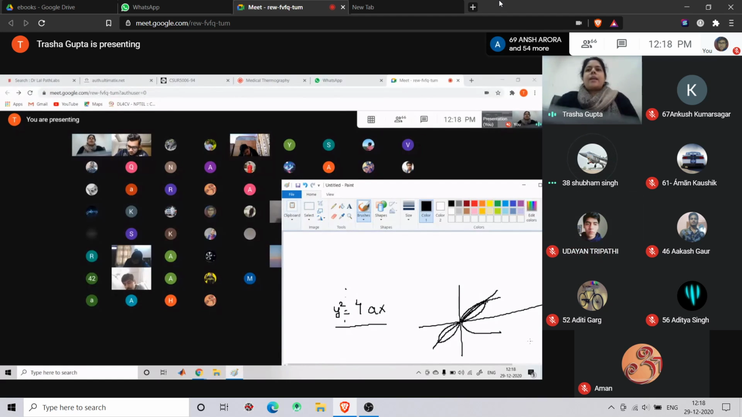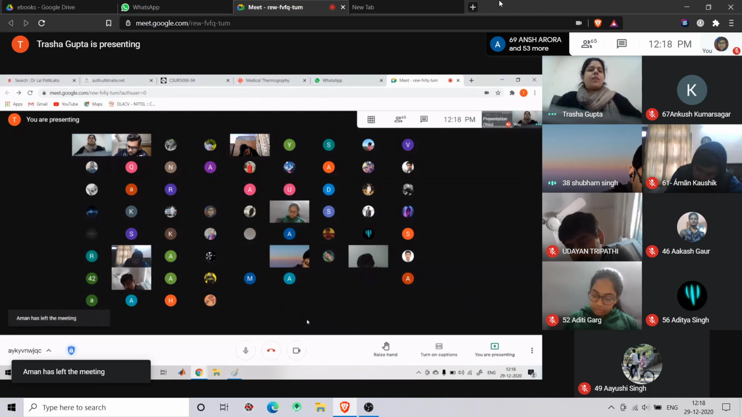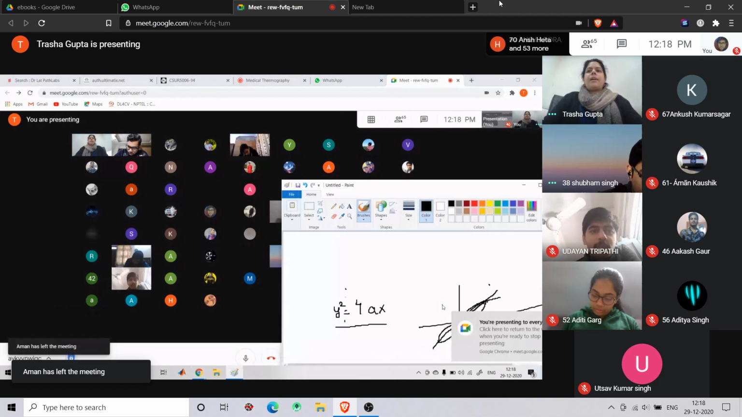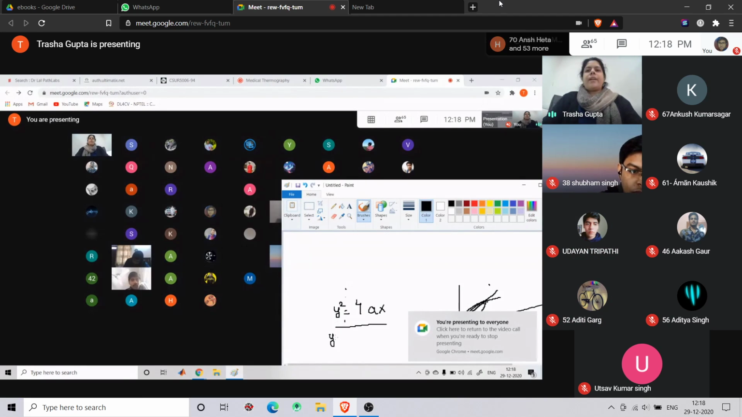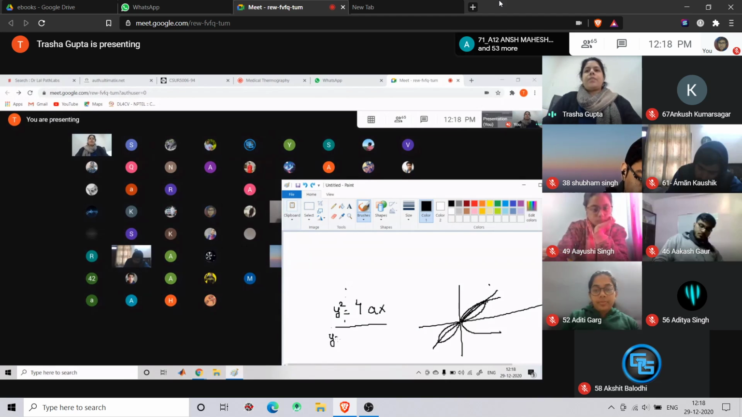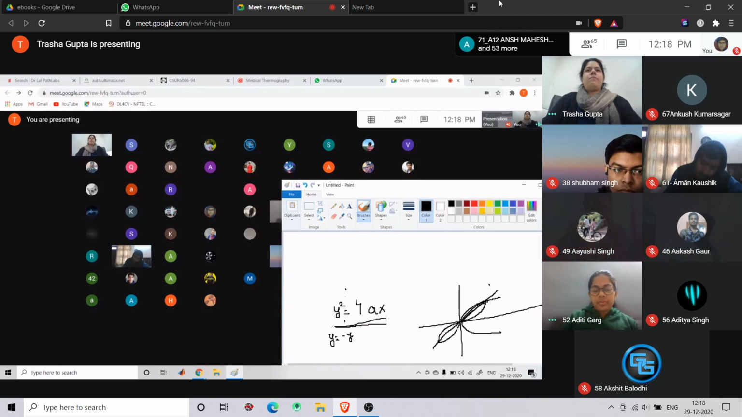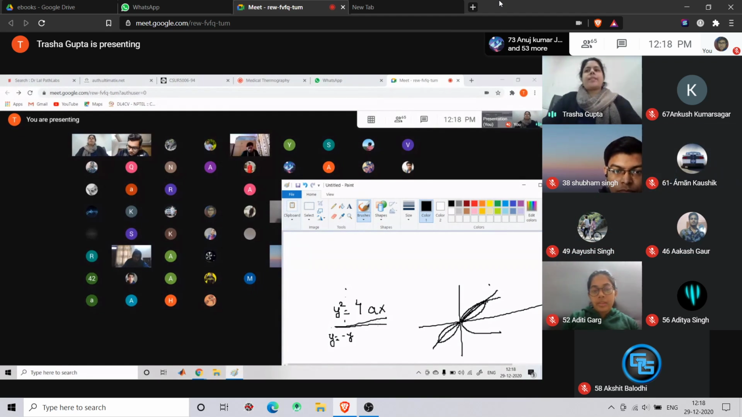हम इसलिए कह रहे हैं कि अगर हम इसमें y को, if we change y to minus y, so will this equation change? No. It will remain the same. y square is equal to 4ax. So y चाहे positive हो चाहे वो negative हो, it is going to be same. The behavior of x is going to be same, right? So that is why the curve is symmetric about x-axis.